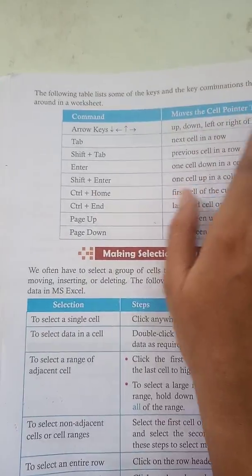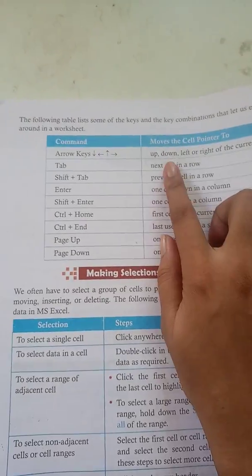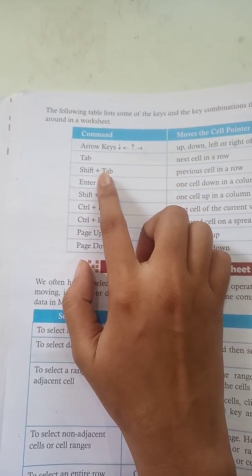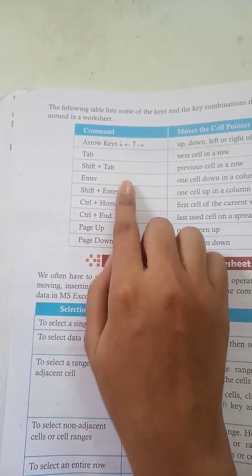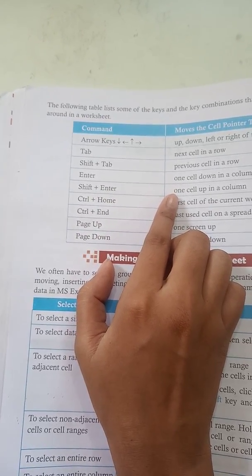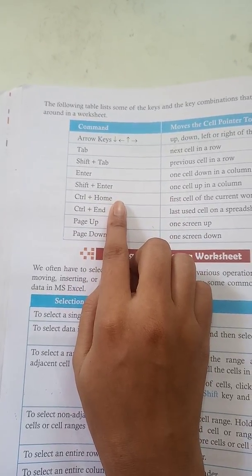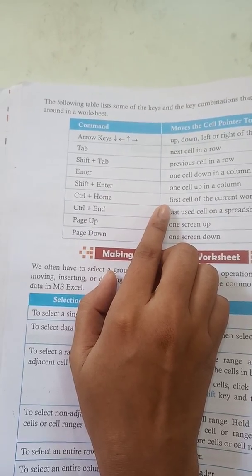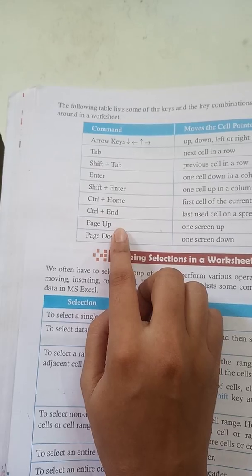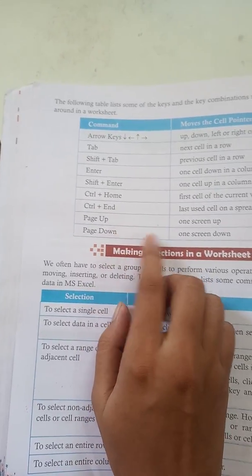Command: move the cell pointer to. Arrow keys: up, down, left or right of the current cell. Tab: next cell in a row. Shift plus Tab: previous cell in a row. Enter: one cell down in the column. Shift plus Enter: one cell up in the column. Control plus Home: first cell of the current worksheet. Control plus End: last used cell on a worksheet. Page Up: one screen up. Page Down: one screen down.